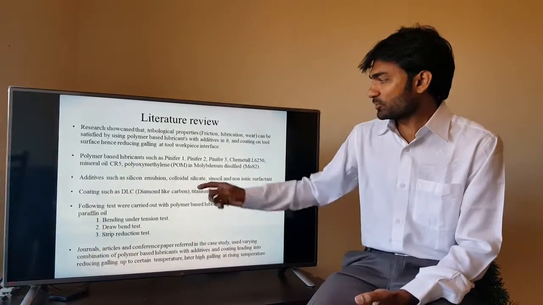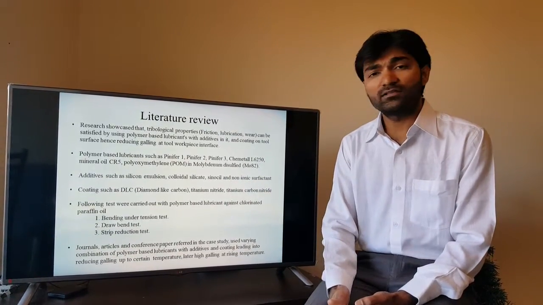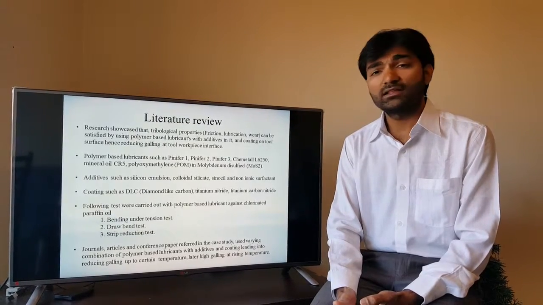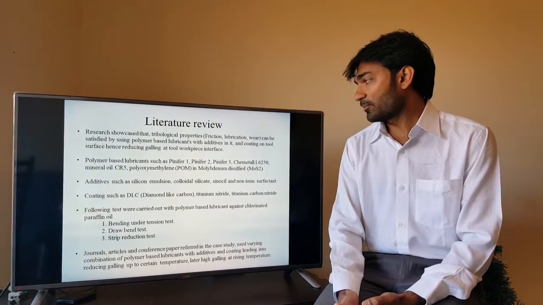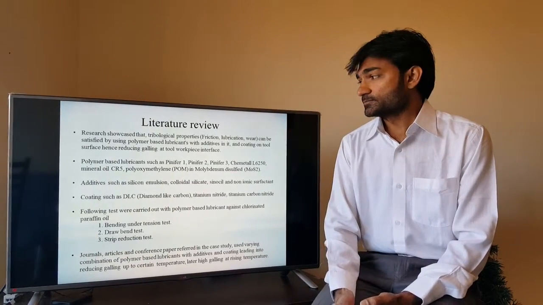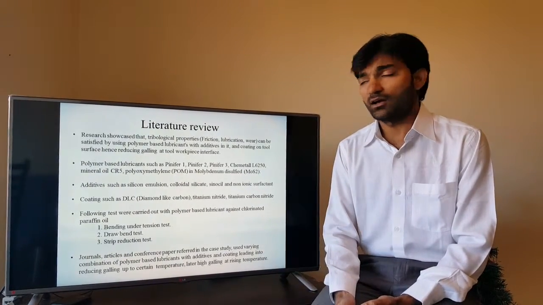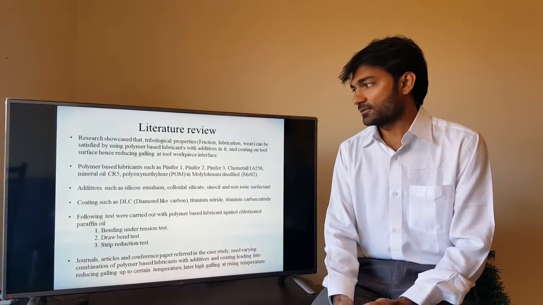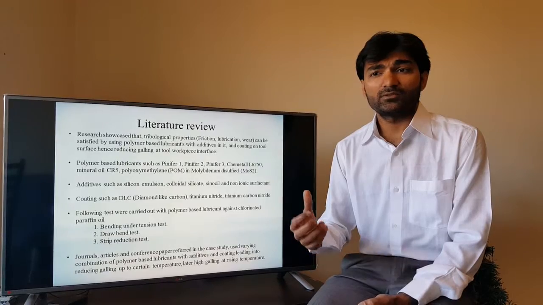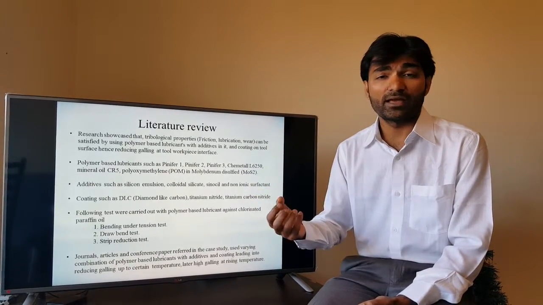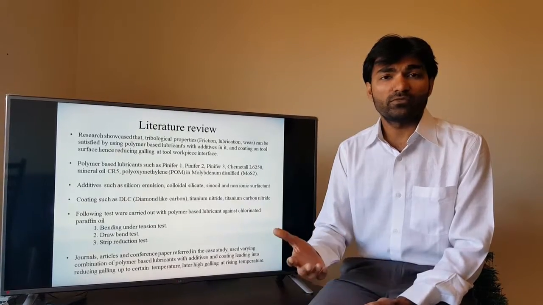Pifner 1, Pifner 2, Pifner 3, Kental L6250, mineral oil CR5, and polyoxymethylene PMO in molybdenum disulfide, that is MoS2. The additives which were found are silicon emulsion, colloidal silicate, and non-ionic surfactant. These polymer-based lubricants can be added with the additives to improve the performance.